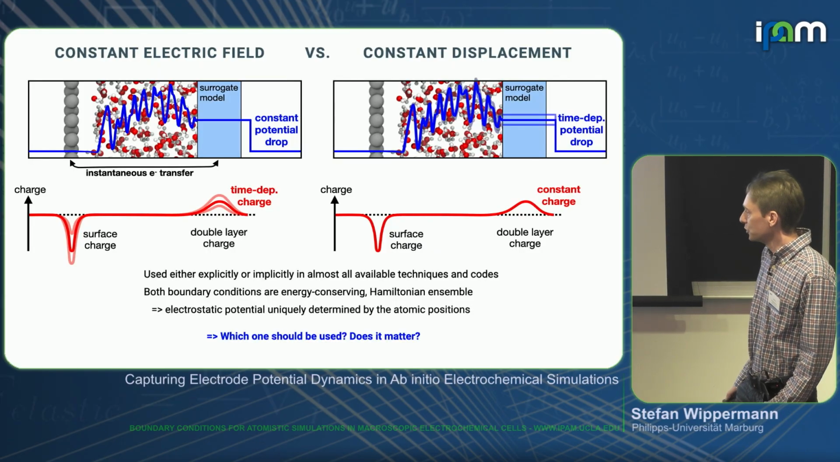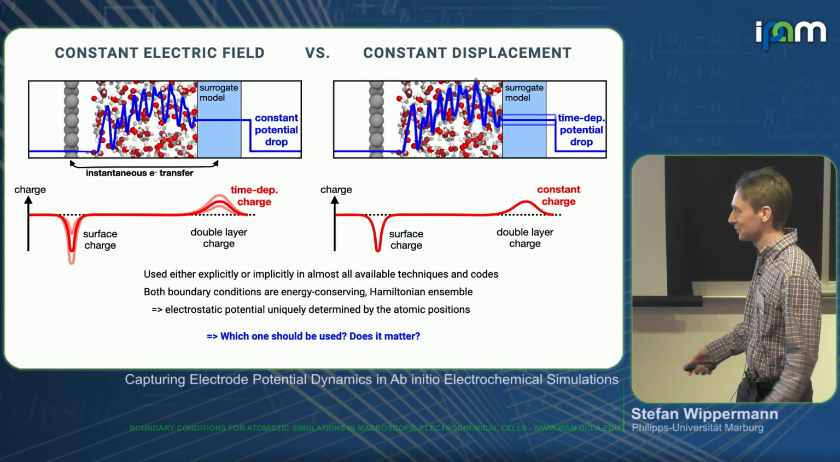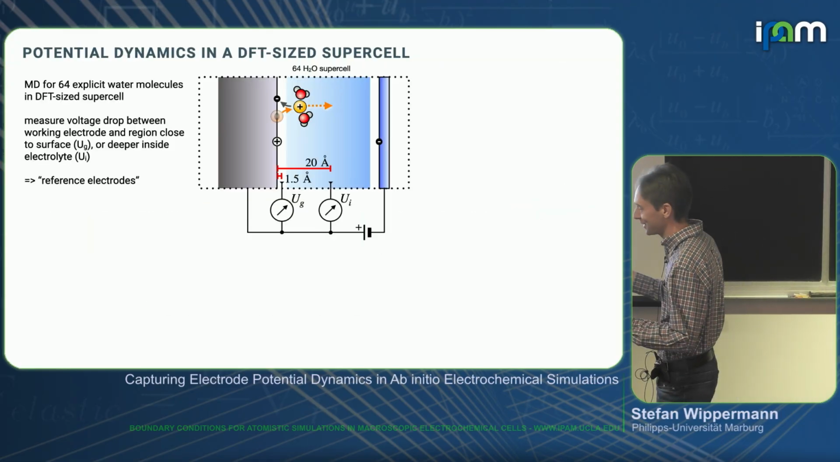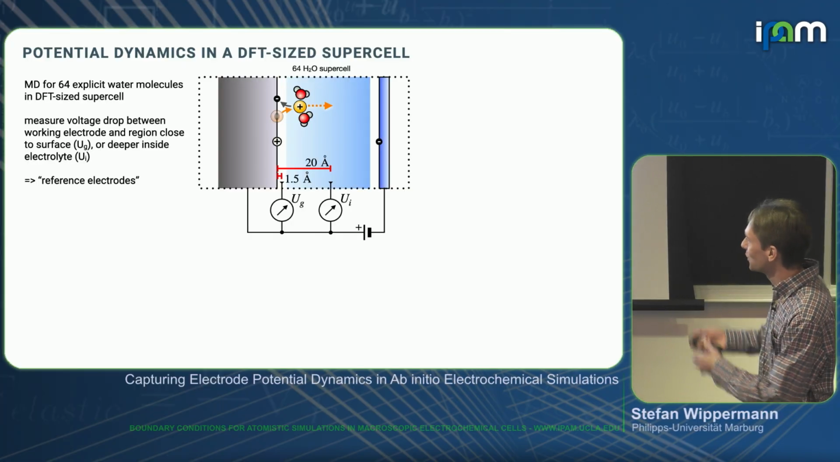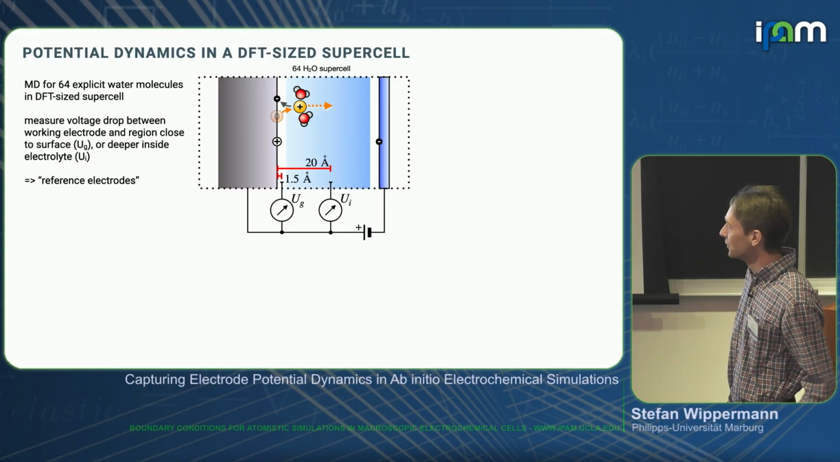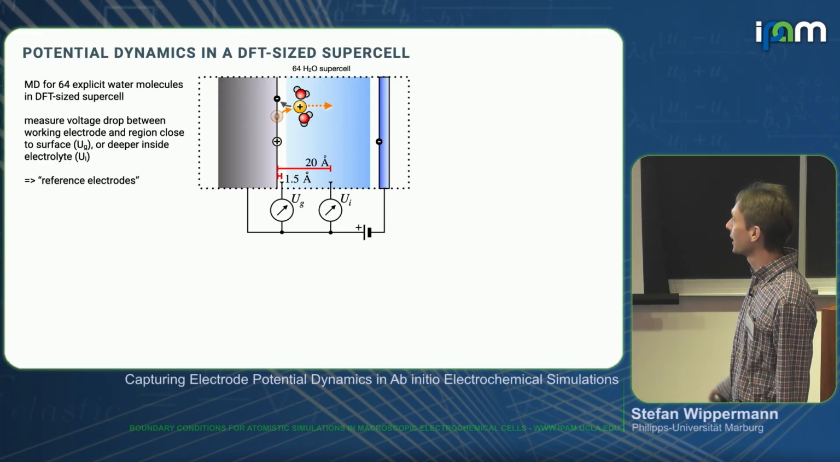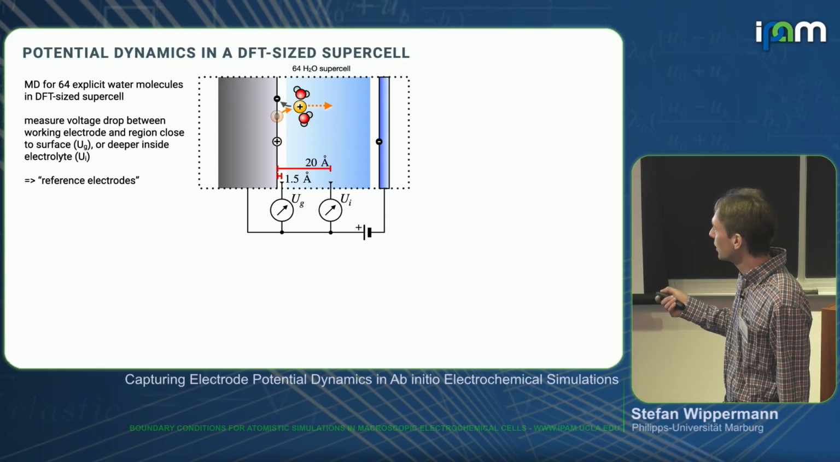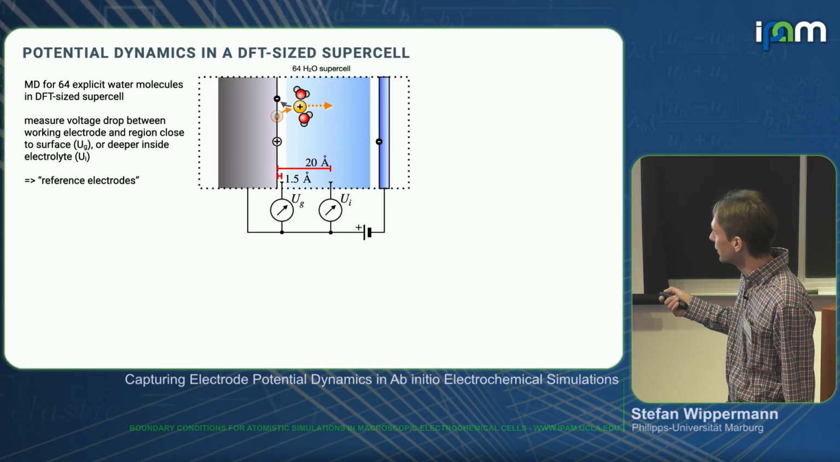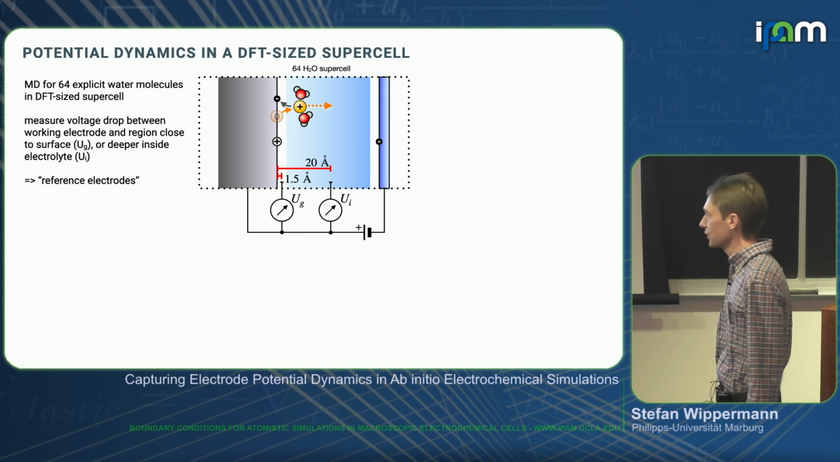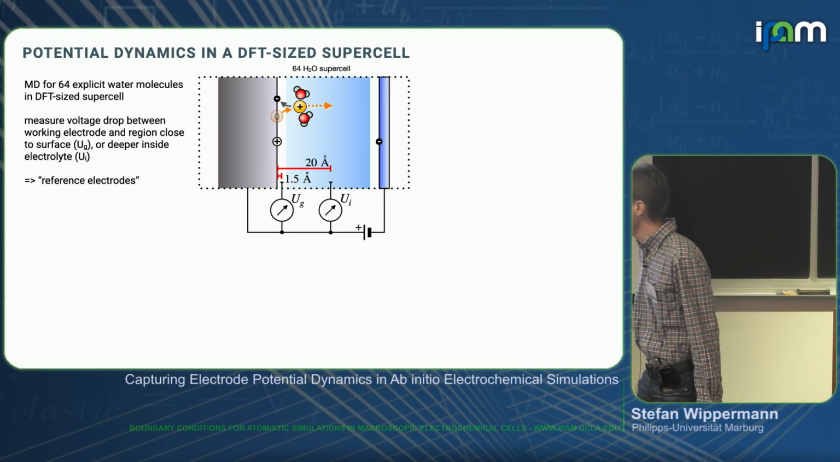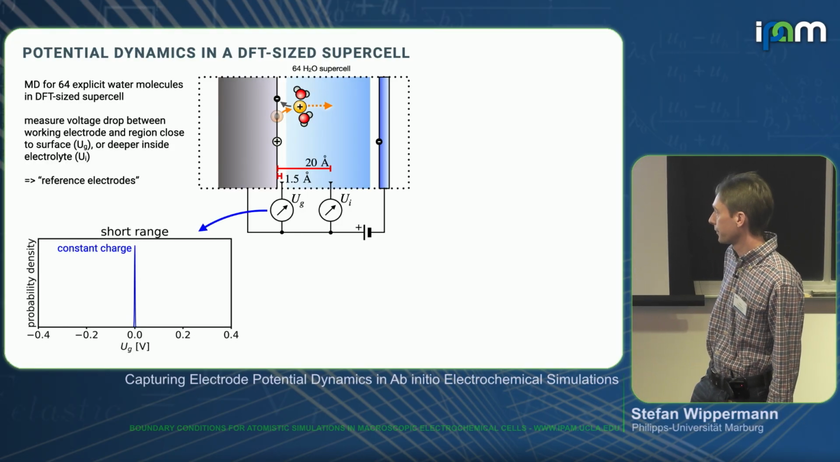So which one should you use? Does that actually matter? I mean, if I'm asking the question, you can already guess that it matters. But to show you that it actually matters, we have the following setup. We use a DFT-sized simulation cell. In this cell, we place two reference electrodes. One we place here, close to the electrode surface, and the other one we place here into the interior of the water. So let's see what these reference electrodes measure if you run the simulation.